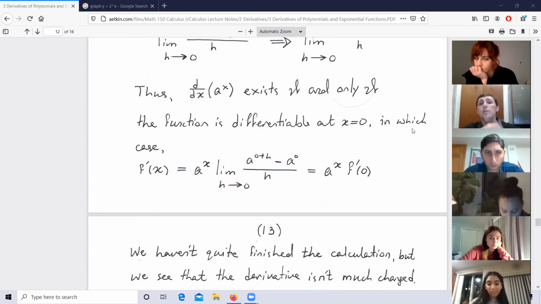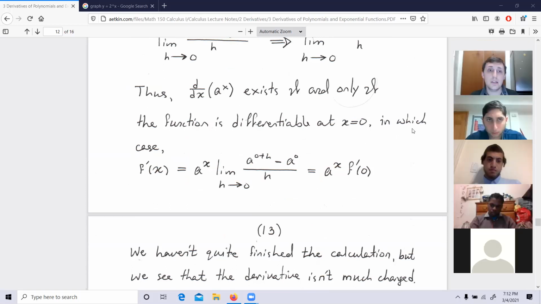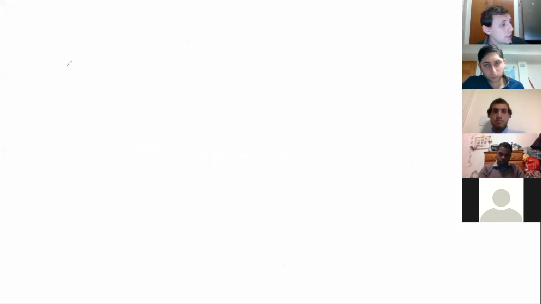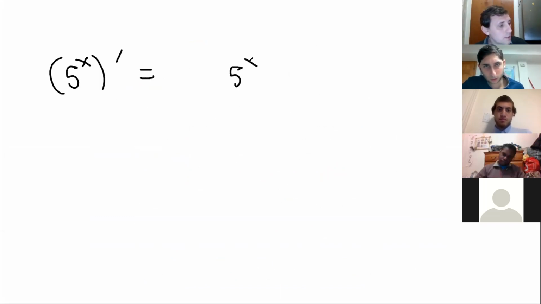And that, even without knowing what that derivative at 0 is, tells me that the function is not very changed by taking derivatives. It almost stays the same. Do you understand what this is saying? So for instance, I do not know what that number is, but suppose I take the derivative of 5 to the x. I know that the derivative will be something like 5 to the x, maybe multiplied by some number. Maybe that number is 3.